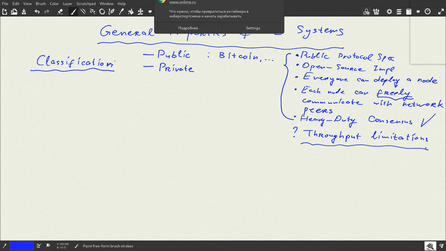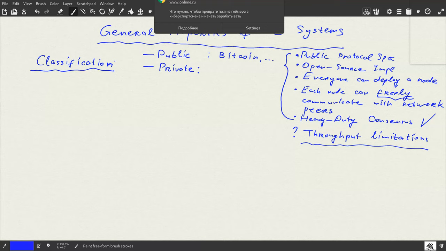Okay, now private blockchains. Private blockchains are opposite to public ones, so everything could be private. The protocol spec could be private, you do not even need to release it to the public. It might not be an open source implementation. Obviously, not everyone can deploy a node, let's say only nodes from dedicated pre-configured IP addresses would be accepted. Participating in the network before you can exchange blocks would require some kind of authorization, which is built into the protocol. There are many, many differences between private and public blockchain systems.